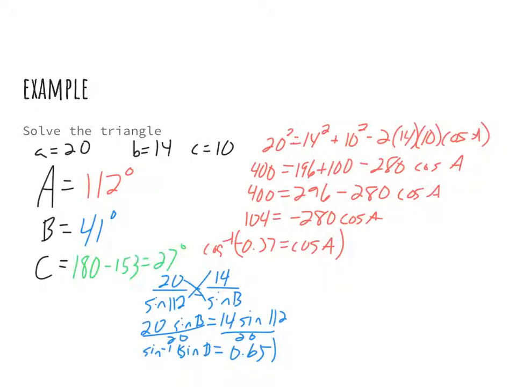Regardless of which way you solved it, you should have gotten that A is 112 degrees, B is 41 degrees, and C is 27 degrees. So make sure you check your work before moving on.